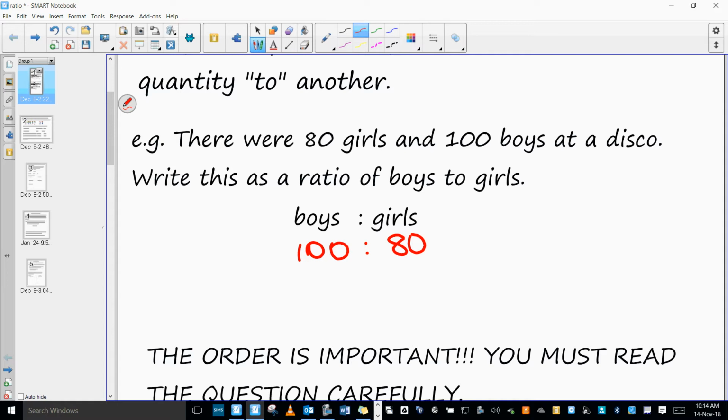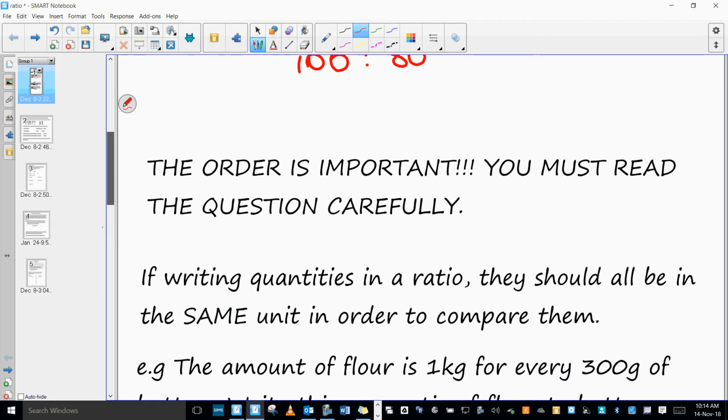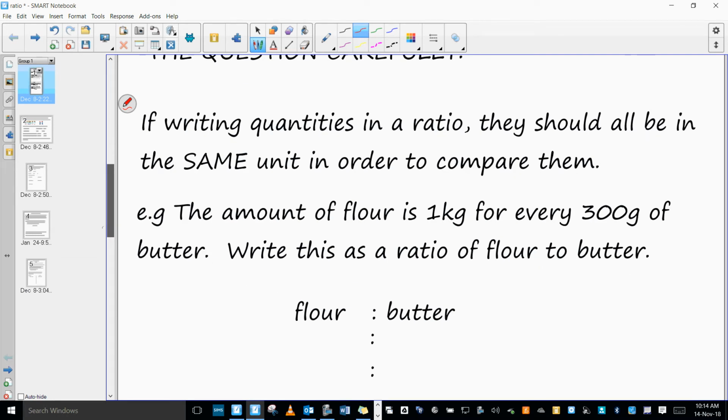Just read the question, essentially, is what I'm going to say to you, to check what format they want. So, order is important, you must read the question carefully. If writing quantities in a ratio, they should all be in the same unit in order to compare them. So often they will give you it not in the same unit and expect you to change it. So this is where conversion is really important. And you need to remember that.